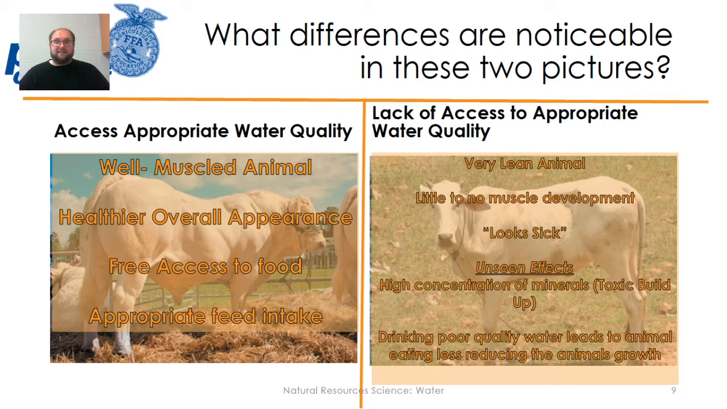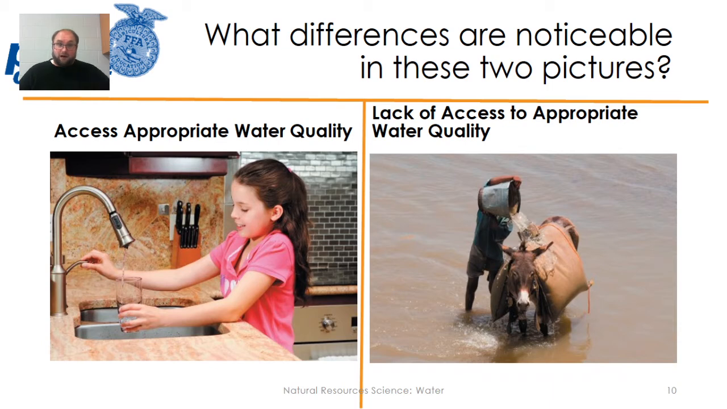Okay, I'm going to leave these up. You can pause these, write them down. You have control, so you can pause, and we're going to move forward. All right, so what differences are noticeable in these two pictures? One more time, I'm going to disappear, count to 30, and let you come up with the differences you see in the access to water quality.